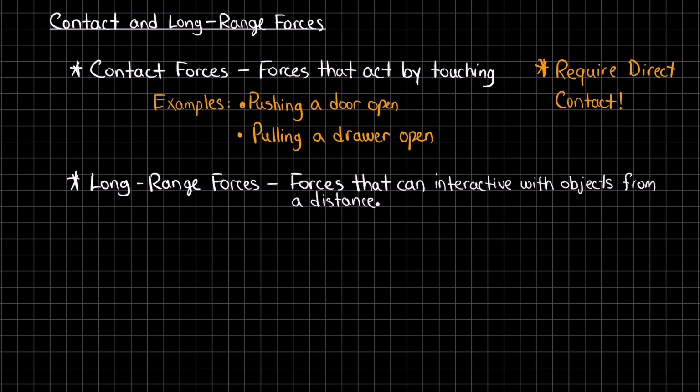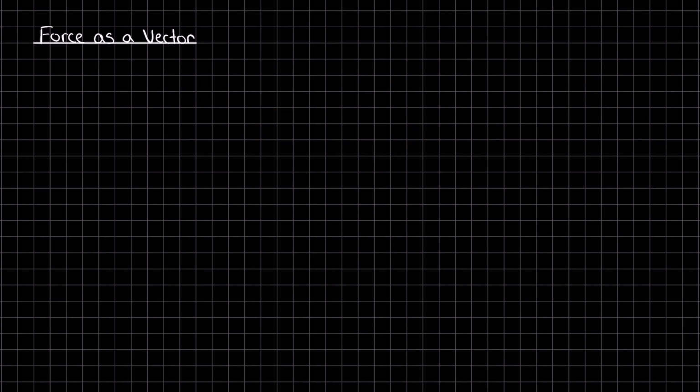We'll see both of these types of forces in countless ways, but this simple distinction will help you understand forces more clearly. Another crucial property of forces is that they are vectors. This means that, like displacement or velocity, they have both magnitude, meaning how strong the force is, and direction, meaning where it's headed.